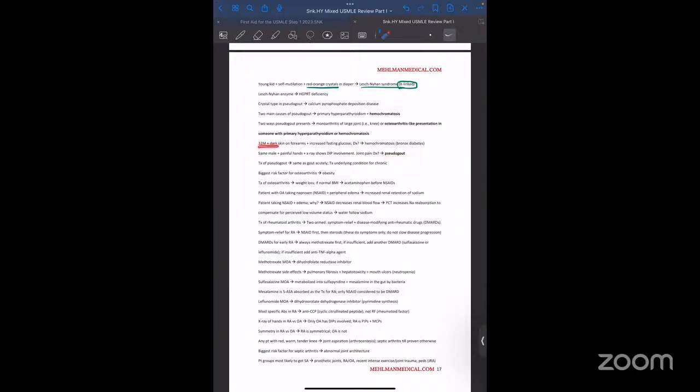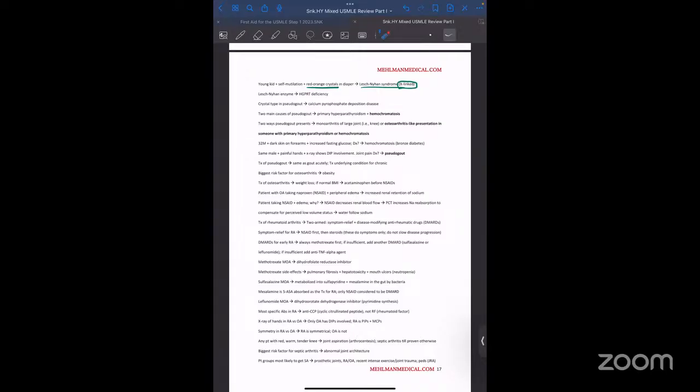So a 32-year-old male with dark skin on forearms, increased fasting glucose, has painful hands, X-ray shows DIP involvement. What's the joint pain diagnosis? It is pseudogout. Next, treatment of pseudogout is the same as gout acutely, and treat the underlying condition for chronic.